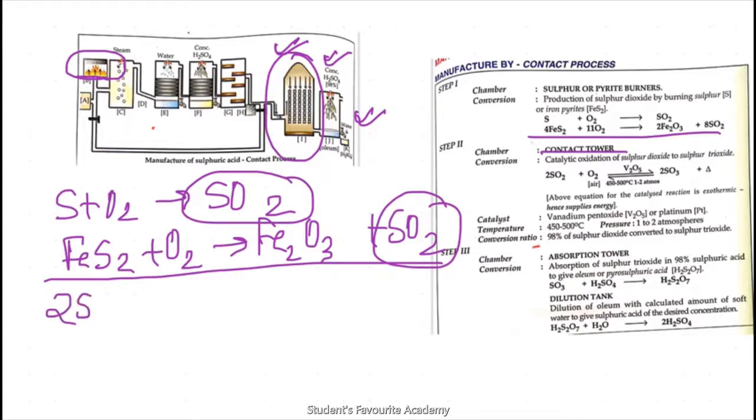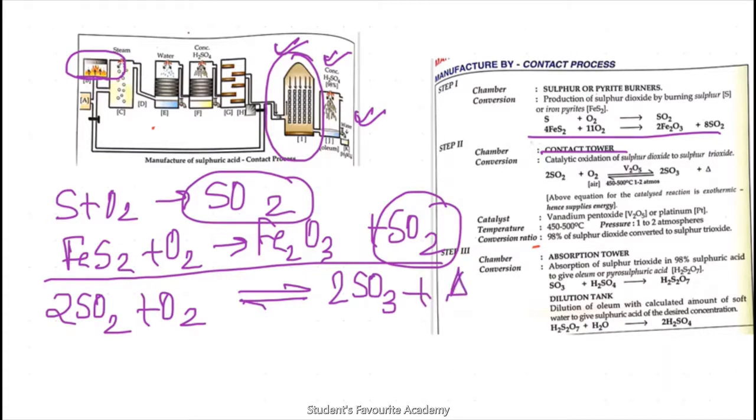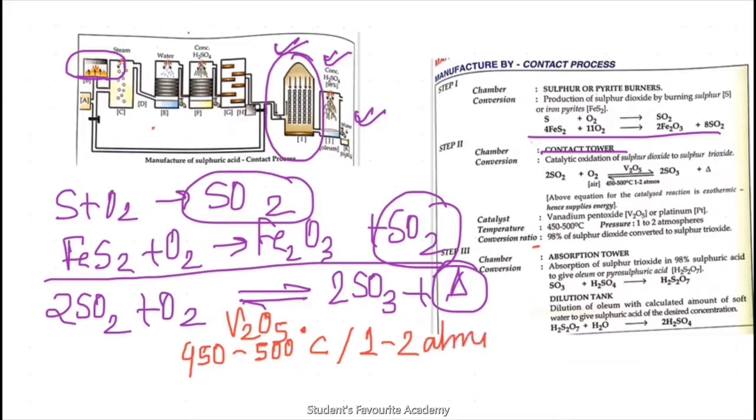Here what is happening: SO2 is reacted with oxygen, which is air, and this is a reversible reaction. So what am I getting? I am getting 2 SO3 plus ample heat. Whenever heat is being generated, it means it is an exothermic reaction because heat is released. And what is the catalyst which we have studied, children? The catalyst here is V2O5, vanadium pentoxide. The temperature that I need to provide is 450 to 500 degrees Celsius, and the pressure is 1 to 2 atmospheres. So these are the conditions.